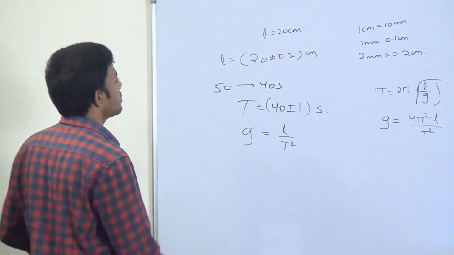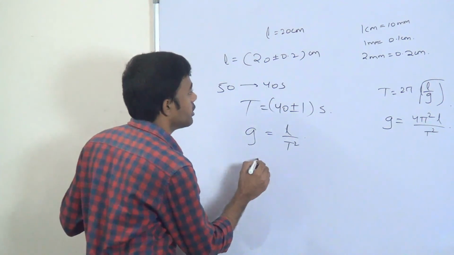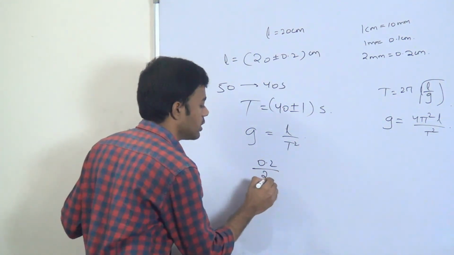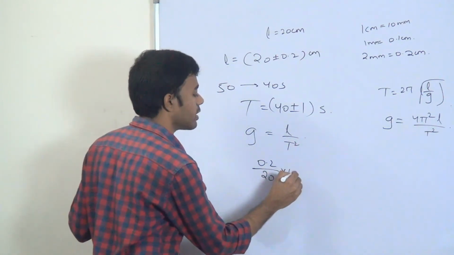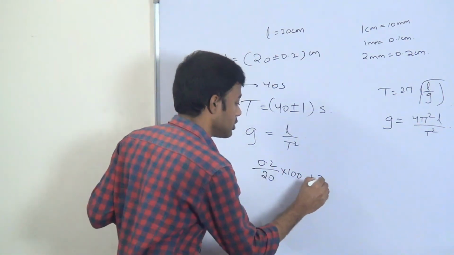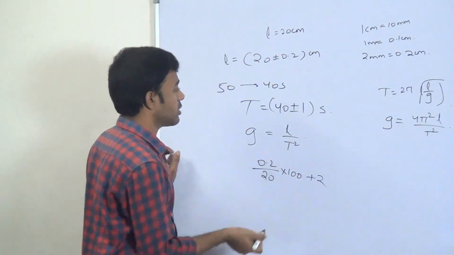Here, the error in the length is 0.2 and the actual length is 20, into 100, which gives the percentage error in the length, plus, as it is T squared, 2 into the error in the time, which is 1.